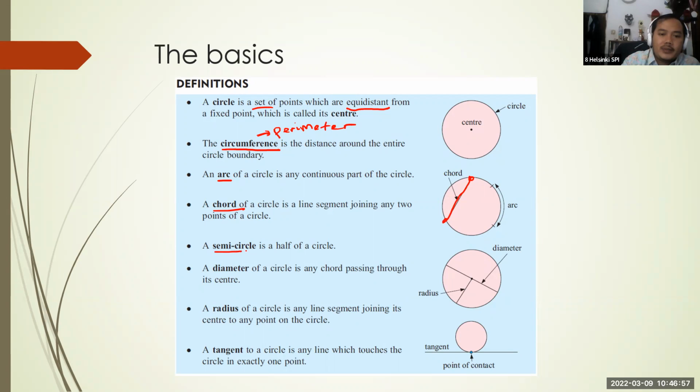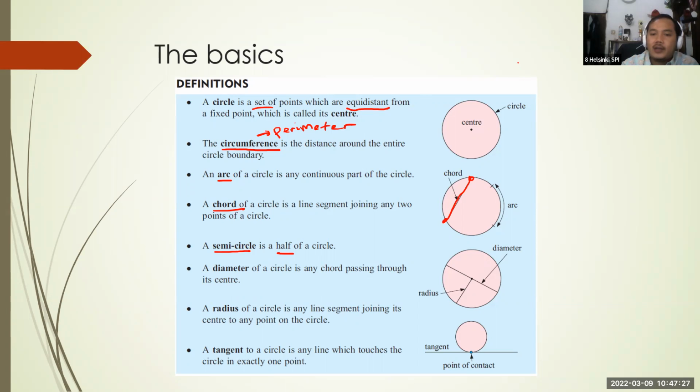Oke, lanjut. A semicircle is half of a circle. Jadi nanti akan ada pertanyaan-pertanyaan juga kalau ada kata-kata semicircle berarti setengah lingkaran. Ya. Semicircle artinya half of circle. Oke, lanjut. A diameter of a circle is any chord passing through its center. Jadi sebenarnya kalau kita ngomongin diameter, sebenarnya dia juga chord. Diameter itu adalah chord, tapi ada tapinya. Diameter itu adalah chord yang melewati titik tengah.